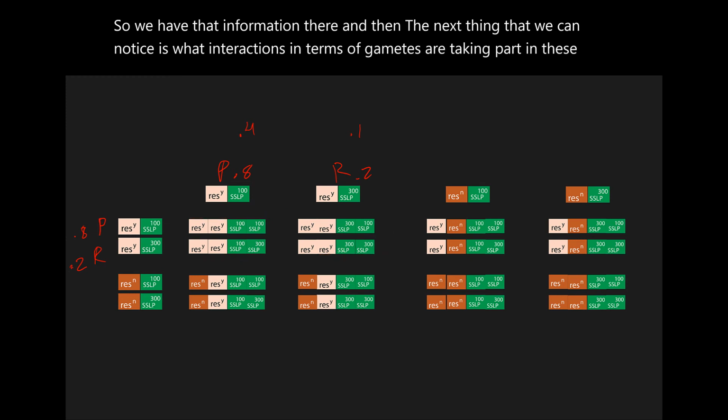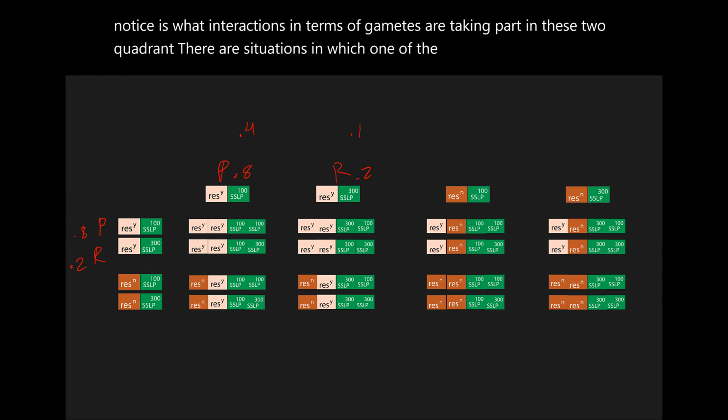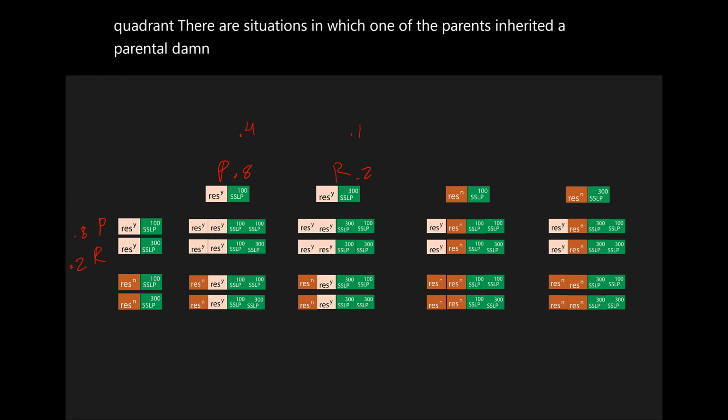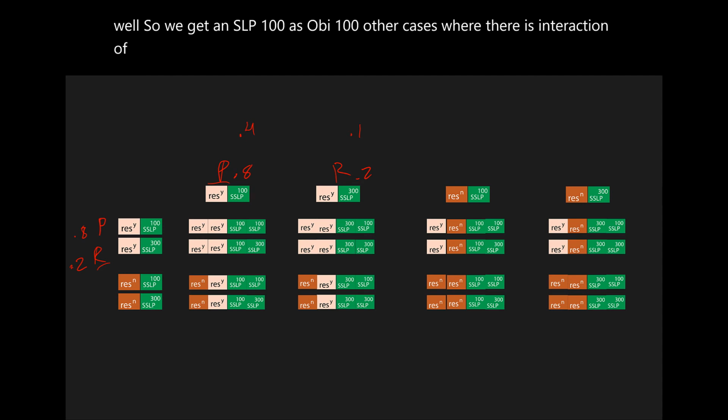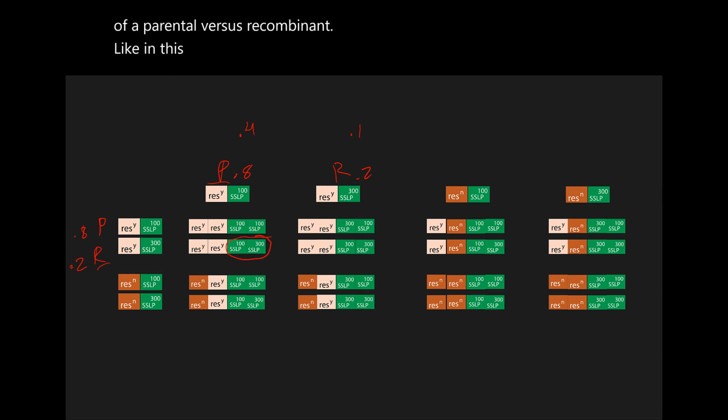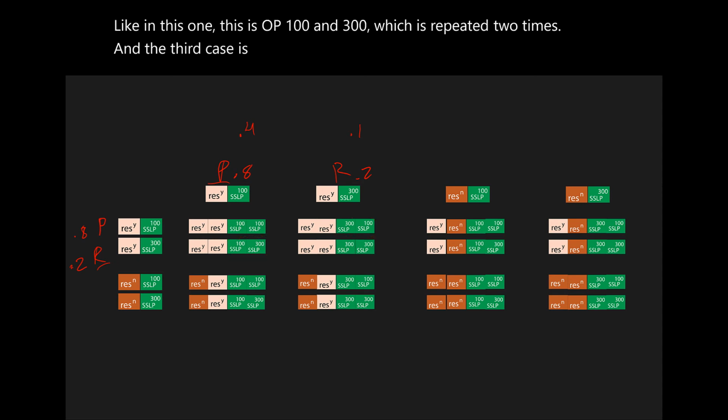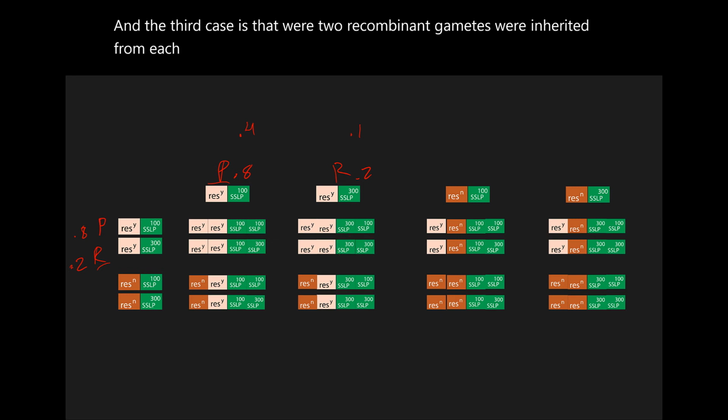There are situations in which one of the parents inherited a parental gamete, and the other parent inherited a parental gamete as well. So we get an SSLP 100, SSLP 100. Other cases involve an interaction of a parental versus a recombinant, like in this one, SSLP 100 and 300, which is repeated 2 times. And the third case is that where 2 recombinant gametes were inherited, one from each parent, right? And there should be frequencies associated to them.